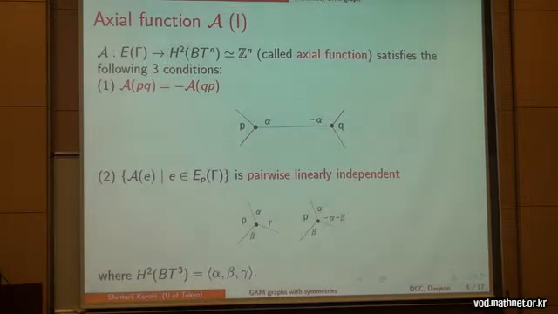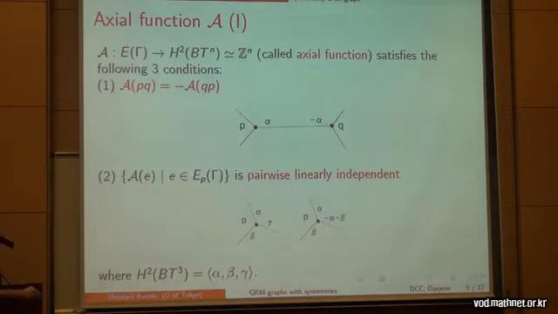And the second condition is the following. Now, as I said before, this is an M-valent graph, so there exist M outgoing edges from each vertex P. Let's take the set of the axial functions around these edges. Then this gives M vectors, and these M vectors are pairwise linearly independent. It means that if you take two elements from here, then they are linearly independent.